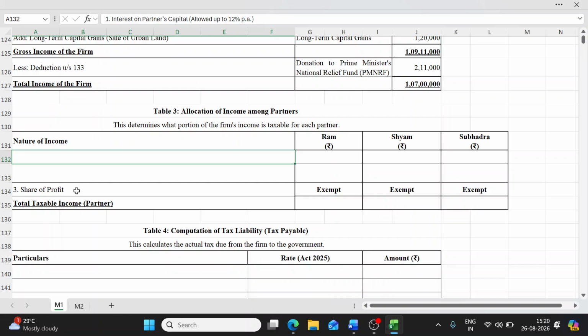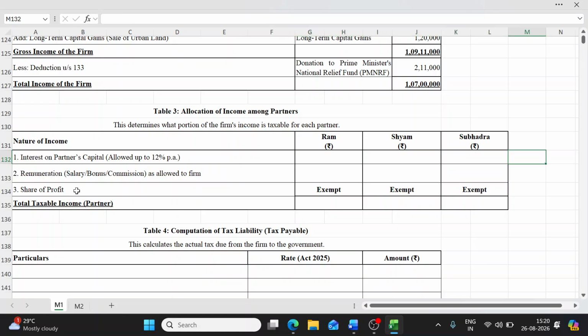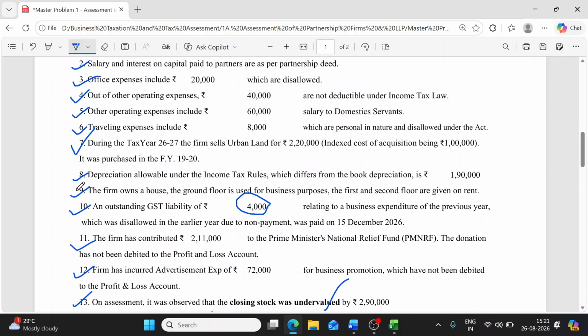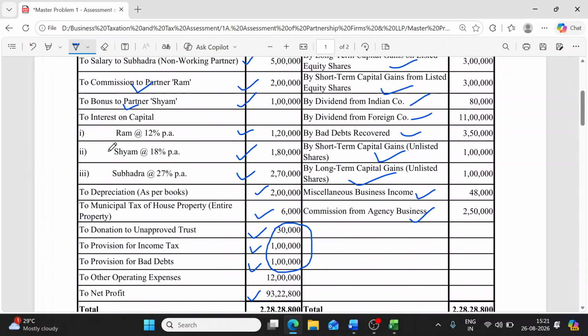Now these partners also received salaries, remuneration, and interest on their capital. I'll explain this point first. Interest on partners' capital is allowed up to 12%. We know that the partnership firm can claim interest payment on capital up to 12% if it is allowed by the deed. And here in the problem, Ram has been paid interest at the rate of 12% only, and that much deduction, 1,20,000, the partnership firm has claimed.